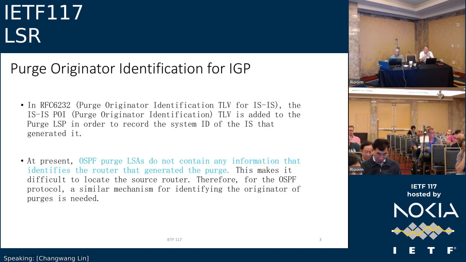Next, we take a look at the current state of purge tracing support in IGP. In RFC 6232, purge originator identification TLV for ISIS. The ISIS POI TLV is added to the purge LSP in order to record the system ID of the IS that generated it. At present, the OSPF purge LSA does not contain any information that identifies the router that generated the purge LSA.